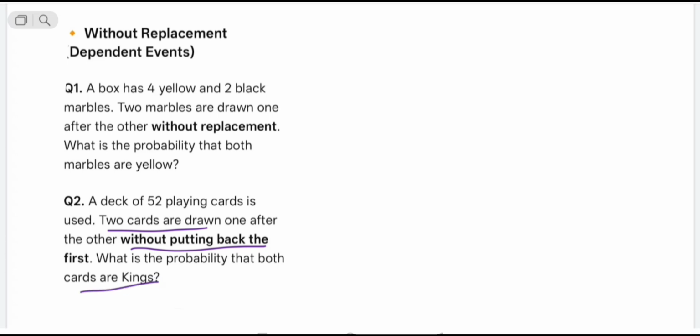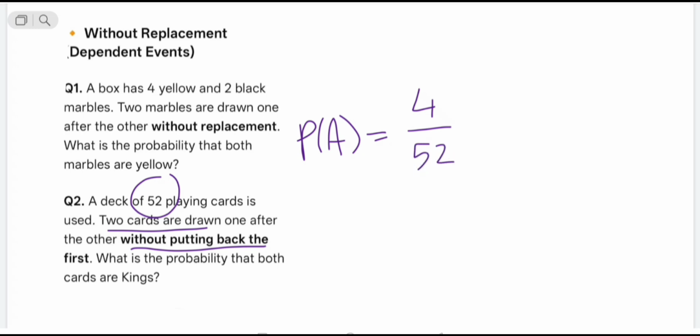Both cards are king. So look here, the probability of A: one time when you draw, you saw it is a king. So how many kings are there in total? There are 4, and the total is 52. You already took 1 card, so 52 minus 1 equals 51. So after taking the first card, the remaining total outcomes are 51.